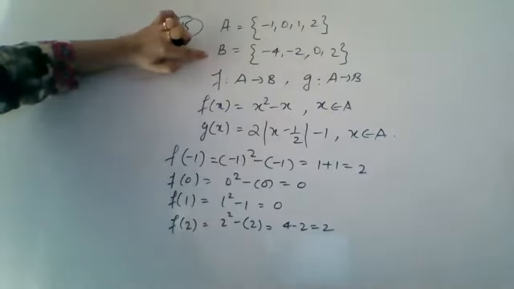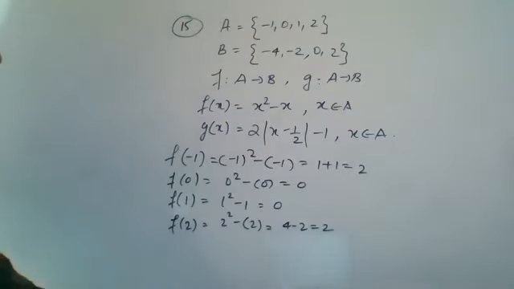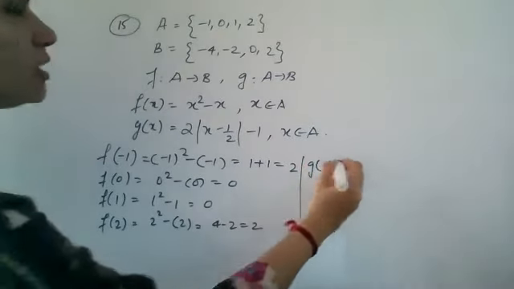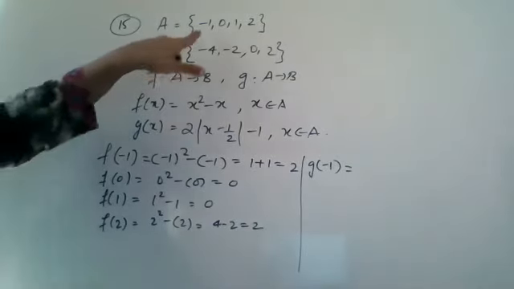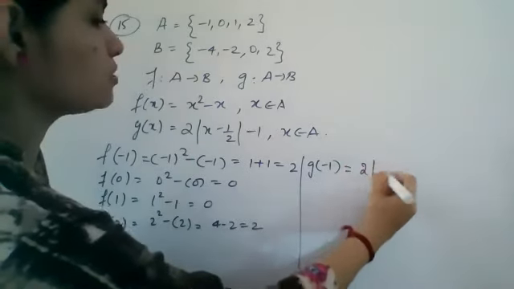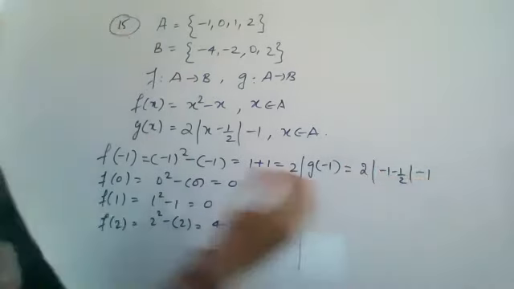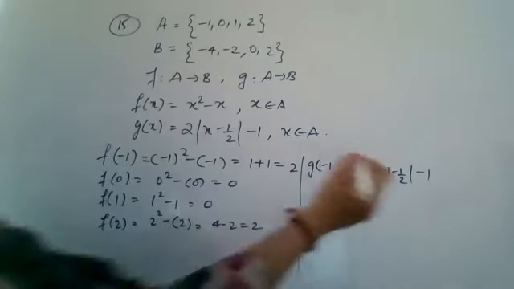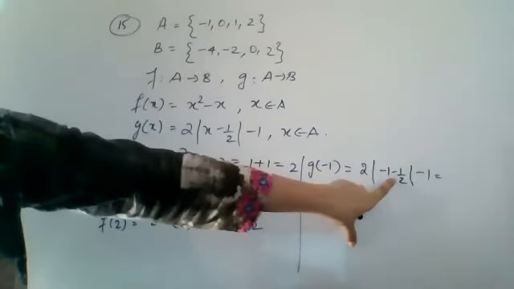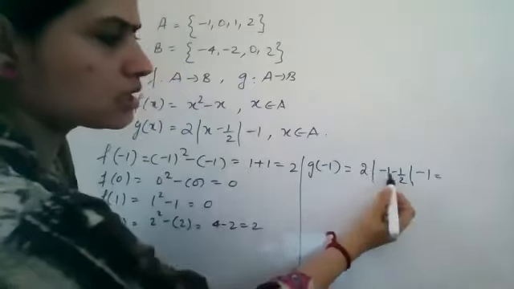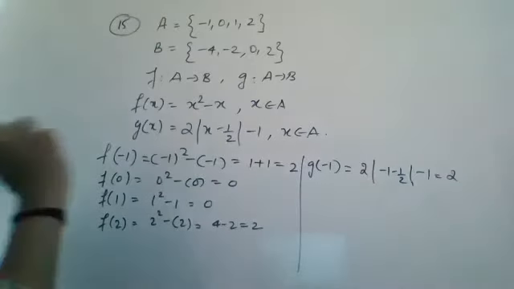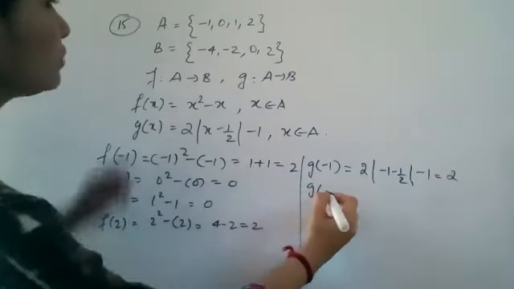Now we have to check for g, for the same things. g of -1, you have to substitute here: 2 into mod of -1 minus 1 by 2, minus 1. This will be 3 by 2 after taking the modulus. So you are getting 2, 3 minus 1, right?